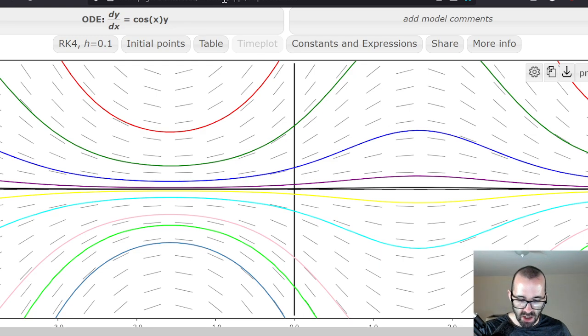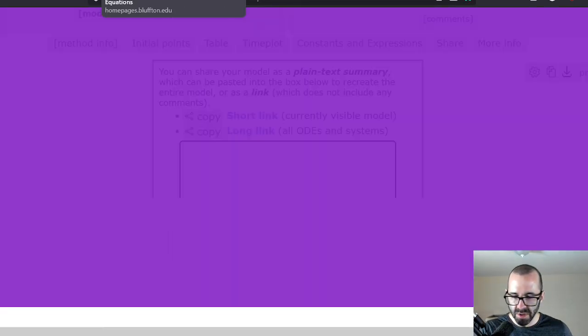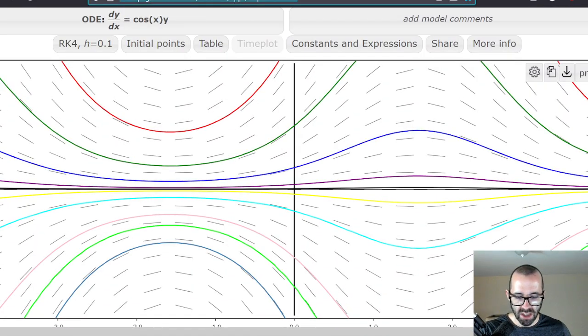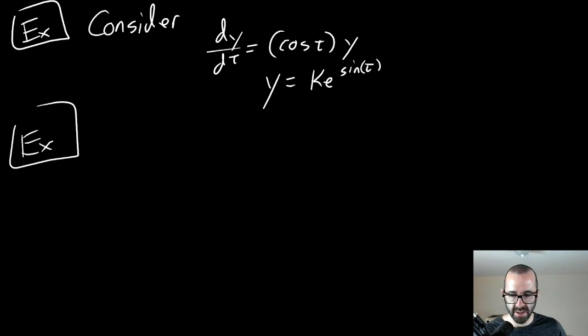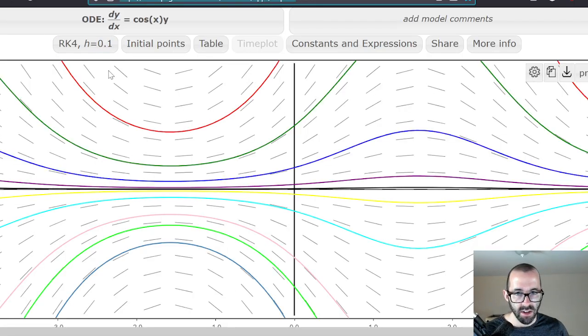Okay? And we're going to look at another example. We'll talk more about the qualitative implications of this as well, in the next video. For a linear homogeneous differential equation, the solutions are all going to be scalar multiples of each other.